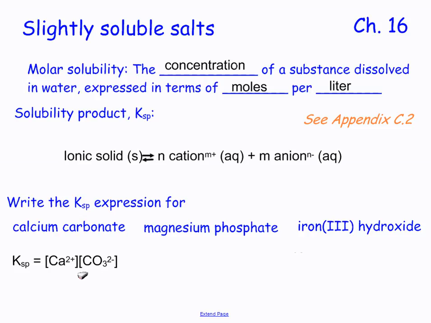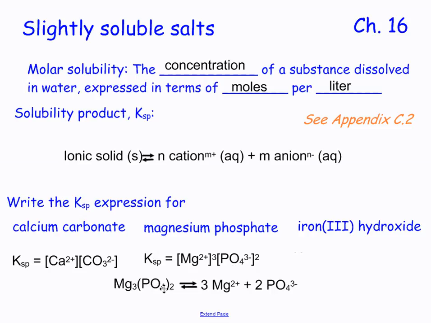So pause for a second and try magnesium phosphate. Check your answer, and then iron 3 hydroxide. Okay, are you back? Hopefully you figured out the formula for magnesium phosphate was Mg3(PO4)2. So the KSP is the magnesium ion concentration cubed times the phosphate ion concentration squared. And here's the reaction for the dissolution of magnesium phosphate.